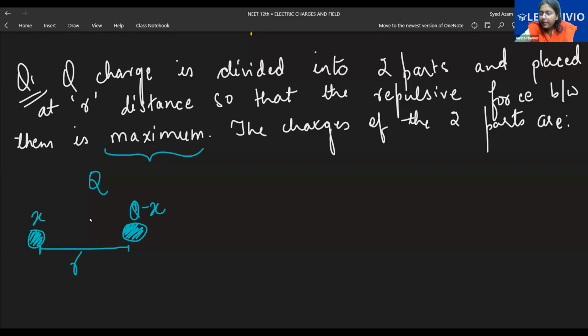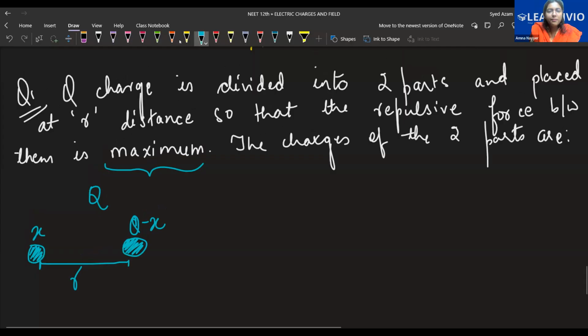Now, usually when the force is maximum, the value of each part should be Q by 2. So try to remember this as a result also. But we'll prove it also, so that if a different question comes or if any modification is there in any question, you are able to handle that. Whenever it says force is maximum, first let us apply normal Coulomb's law. These are the two charges, this is the separation.